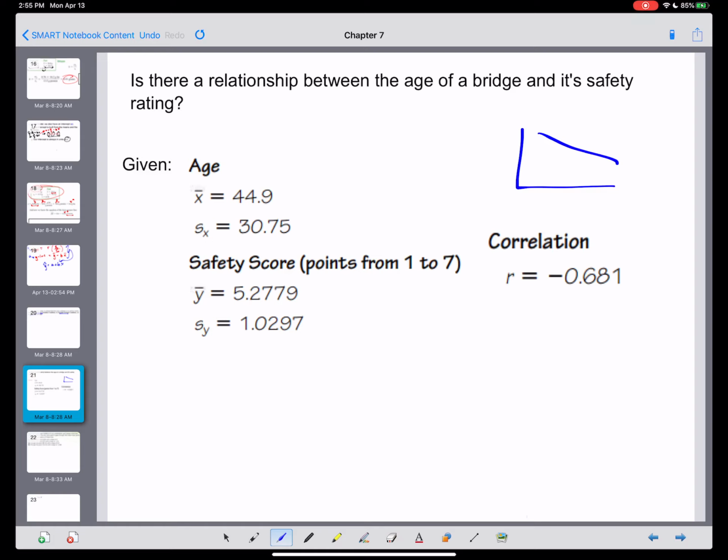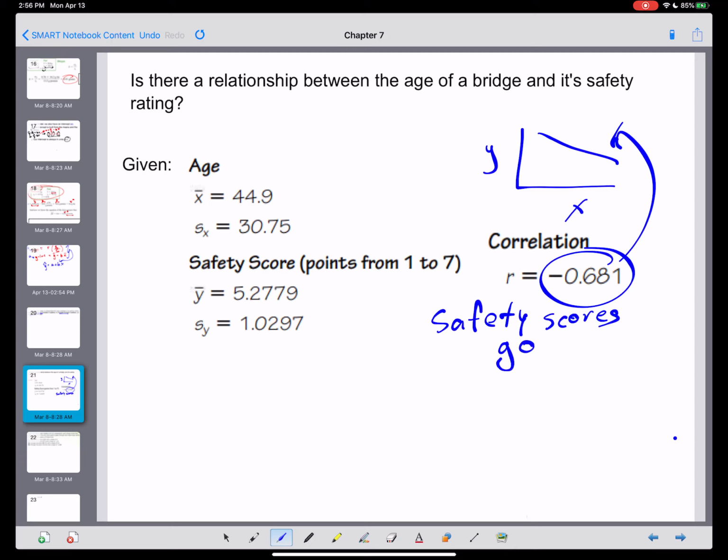I would say that safety scores, remember, this is Y, this is X, and this is based off of that, right? That's that. Safety scores go down as age goes up. Right, as we're getting older, our safety scores go down.